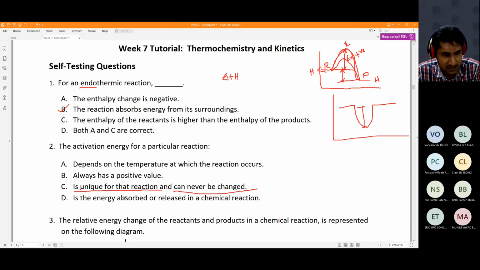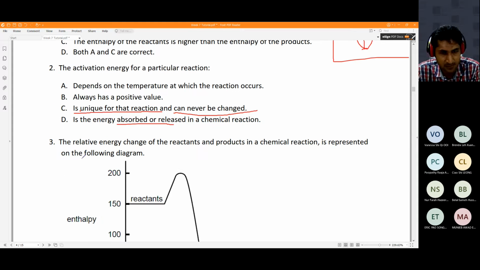Activation energy is the energy absorbed or released in a chemical reaction. No, it's not true. It is the enthalpy, right? What is absorbed or released as heat is the enthalpy for that reaction. Question number 3, I'm going fast, but if you have any question, please stop me anytime and ask, okay?